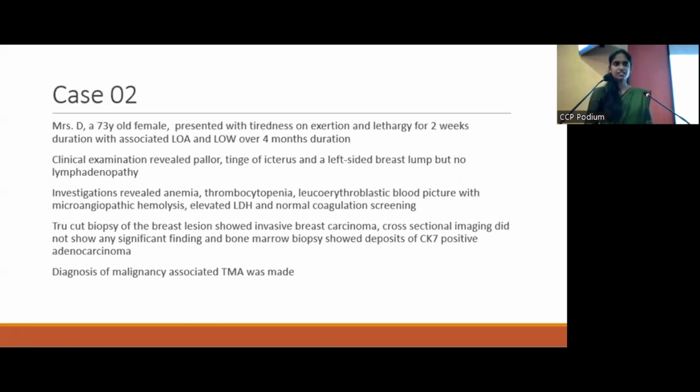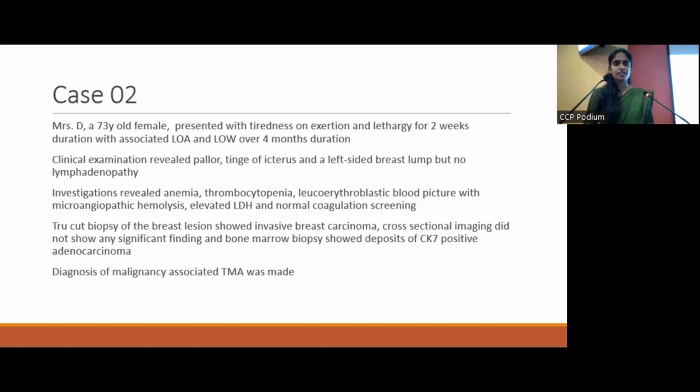The second case is Mrs. D, a 73-year-old female, who presented with tiredness on exertion and lethargy for 2 weeks with a background of loss of appetite and loss of weight over 4 months duration. Clinical examination revealed pallor, a tinge of icterus, a left-sided breast lump, but no lymphadenopathy or any organomegaly.